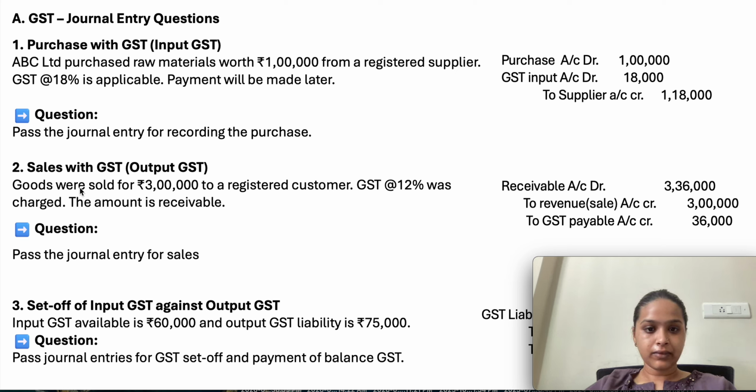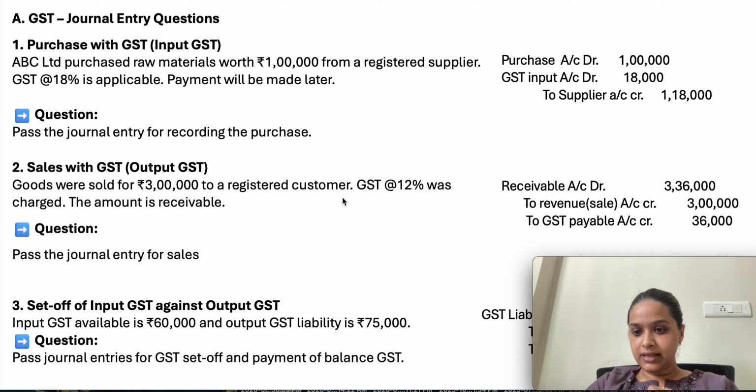Okay, second is goods were sold for 3 lakh. It means a sale happened of 3 lakh to a registered customer. So what is the journal entry? Receivable account debit to revenue, because you have mentioned that the amount is receivable. But you have also collected 12% GST. It means 36,000 you have collected from the customer.